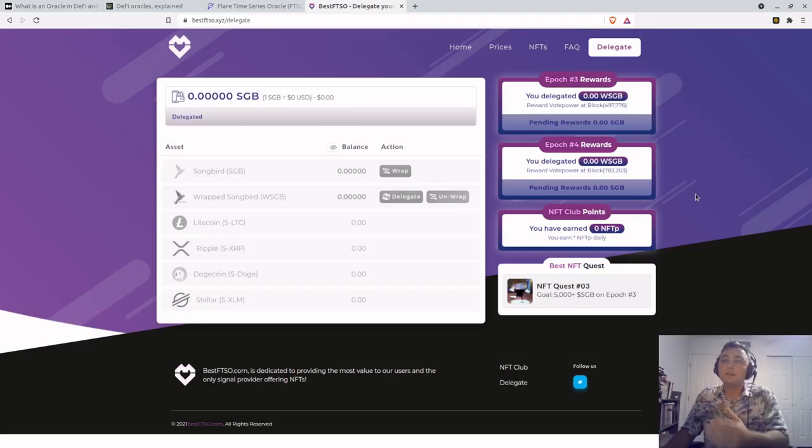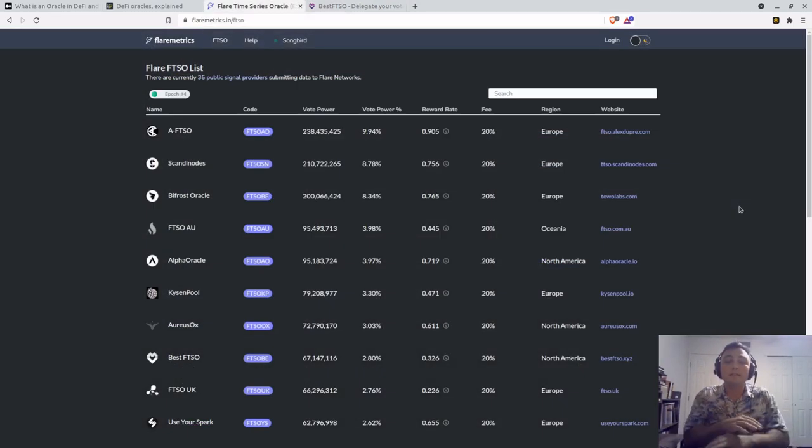Now, if we look at their actual delegate section, we can see that they have something called NFT Club Points. These NFT points can be earned when delegating Songbird to work up towards an NFT. Again, this is just an example of an extra incentive that we may have for delegating with different signal providers. So essentially, we need to take all these factors into consideration when deciding which signal provider we want to select.